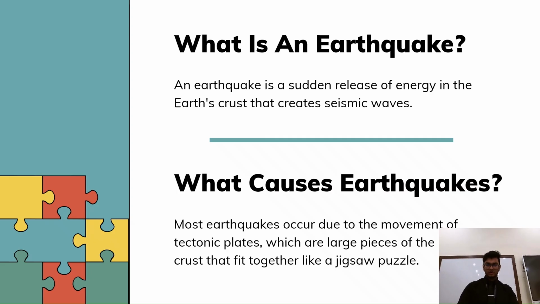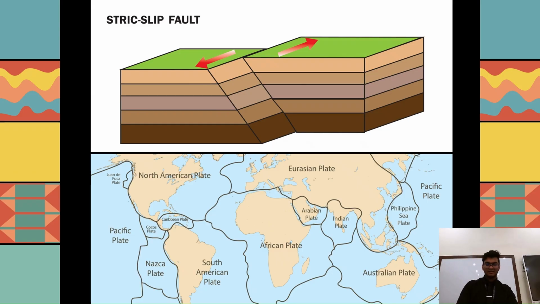Most earthquakes occur due to the movement of tectonic plates that are present in the Earth's crust, which fit together as if in a jigsaw puzzle. As these tectonic plates move slowly over time, stress builds up along their boundaries. When this stress is suddenly released, it results in an earthquake. Earthquakes occur along faults, which are fractures or cracks in the Earth's crust where movement takes place.